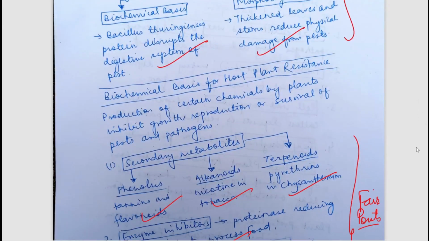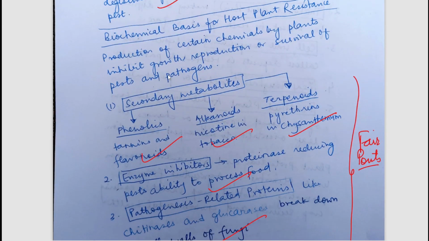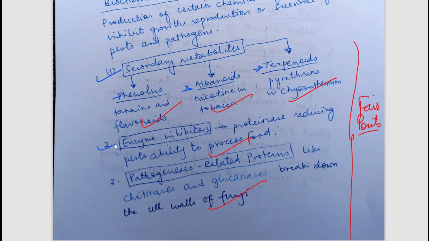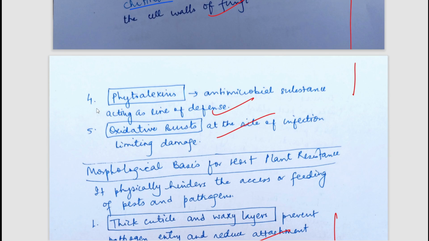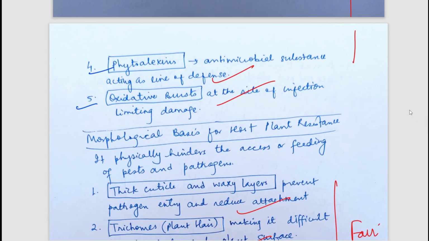So first of all we will see the biochemical basis of host plant resistance. Here the plant can produce secondary metabolites such as phenols, alkaloids, and terpenoids. The plants can also produce certain types of enzyme inhibitors. Plants can produce certain pathogenesis related proteins such as chitinase and glucanase. Plants can produce phytoalexins, and plants can produce oxidative bursts. So these are some of the things which the plants can produce. If you want to read the answers, you can pause the video and read it.